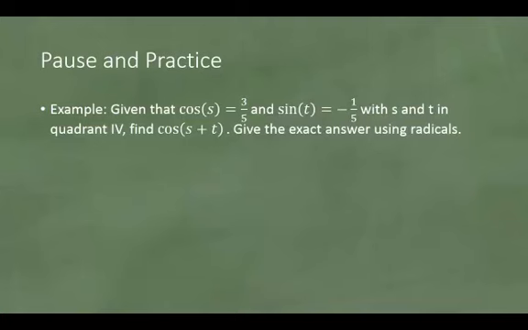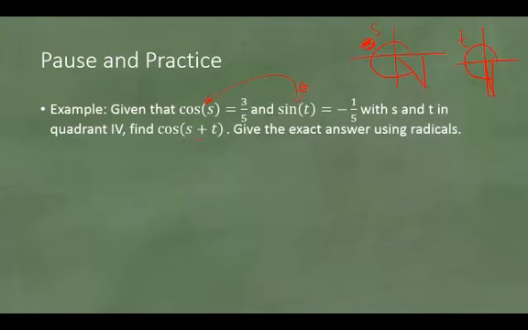Okay, so we have that cosine of s is 3/5 and sine of t, a different angle, these are different angles now, is -1/5. And they're both in quadrant 4. So maybe we have a triangle like that. Maybe we have another triangle like this. We don't know, but we know that both those angles, S and T, are in quadrant 4. We're going to find cosine of S plus T.